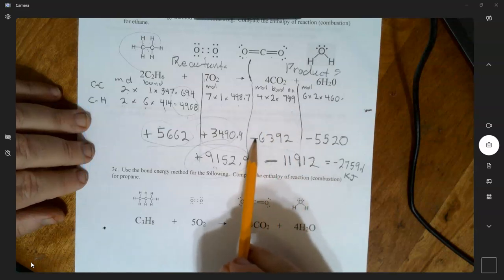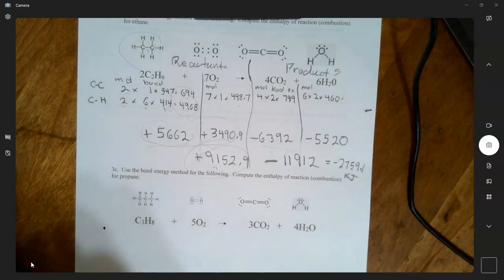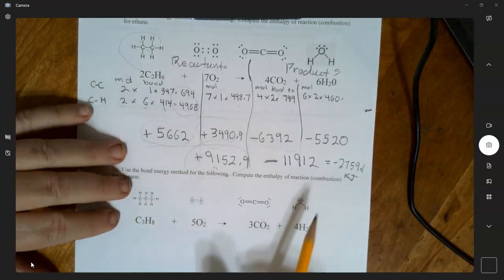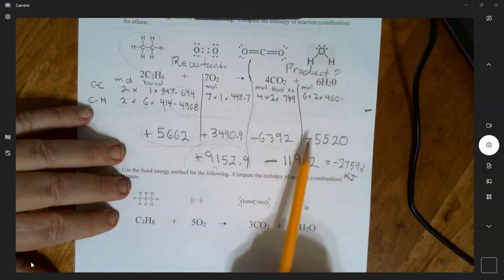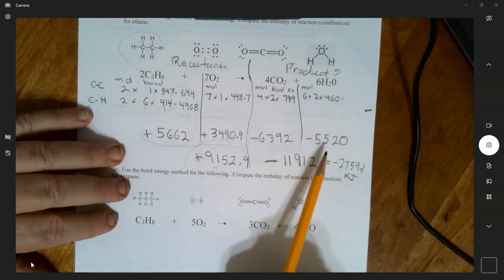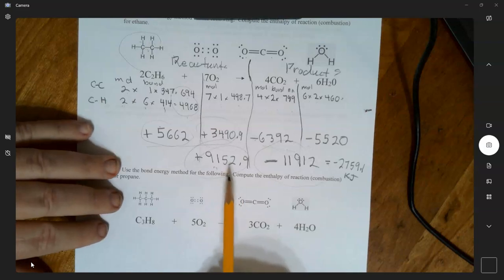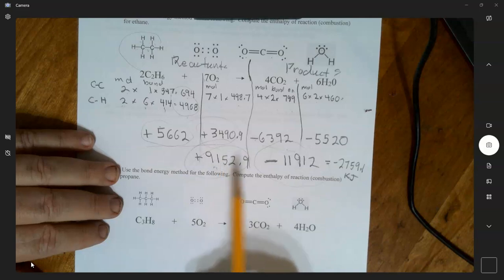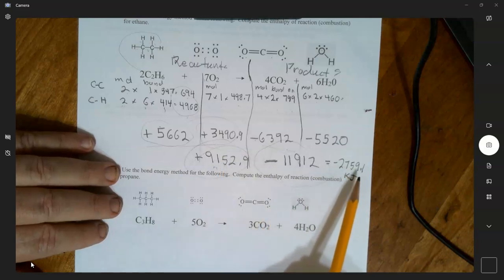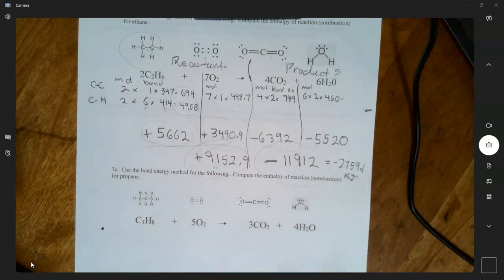Now we come over here, same thing, 4 times 2 times 799 gives you this number, and it's going to be energy coming out. So I put a negative sign there. Okay, when products form, energy comes out, always, no matter whether it's endo or exothermic. Same thing here, we have 6 water molecules, 2 HO bonds in each water molecule, and the energy in those is 460. So you get this, and that's energy coming out. So when you add these two numbers together, you get negative 11,912. Now the grand total, this is what determines whether it's exothermic or endothermic. This number minus this number gives you negative 2,759. So that is an exothermic reaction because overall heat comes out of it.